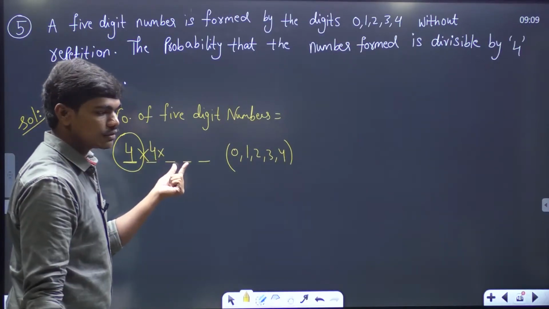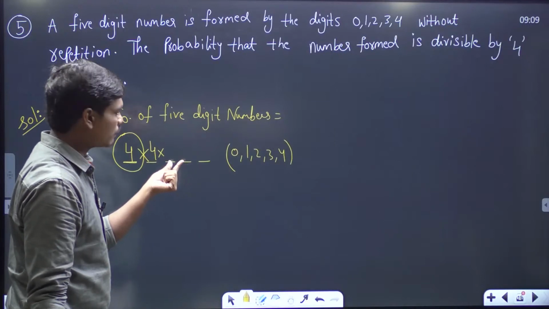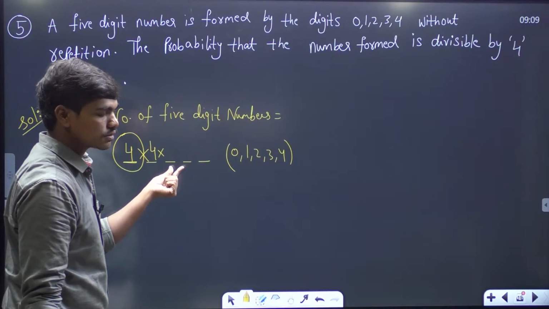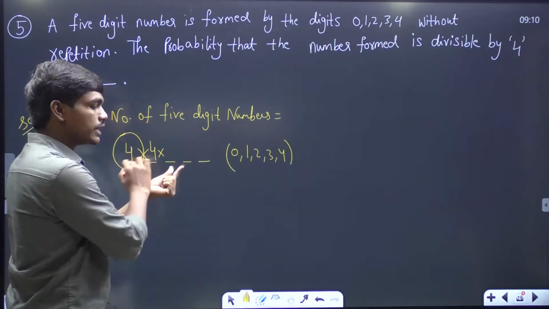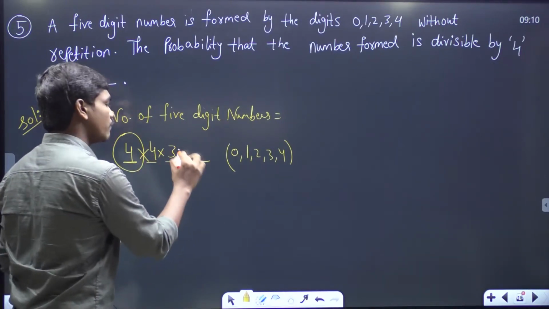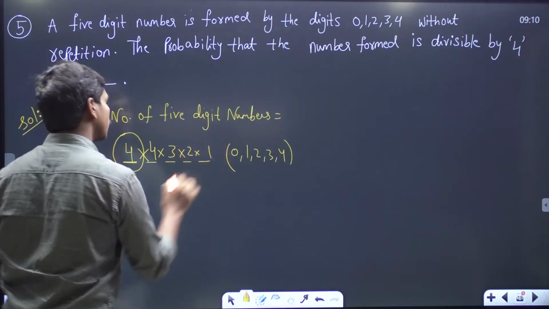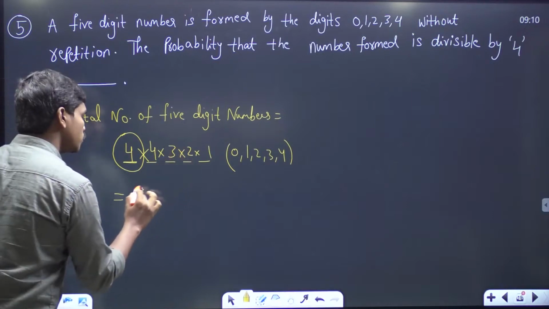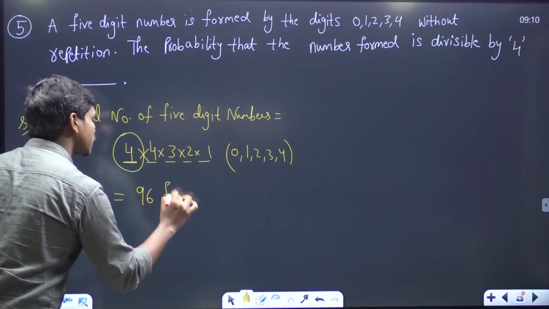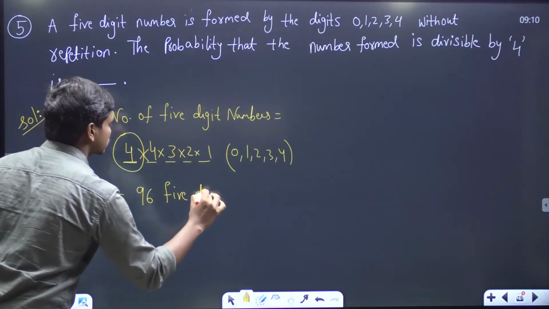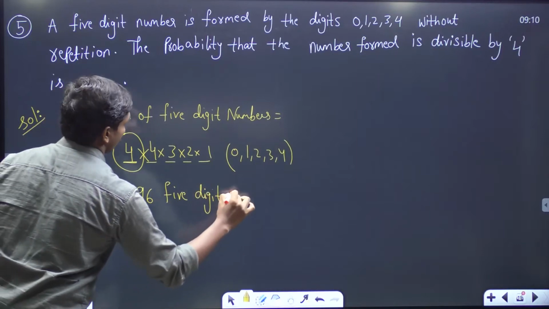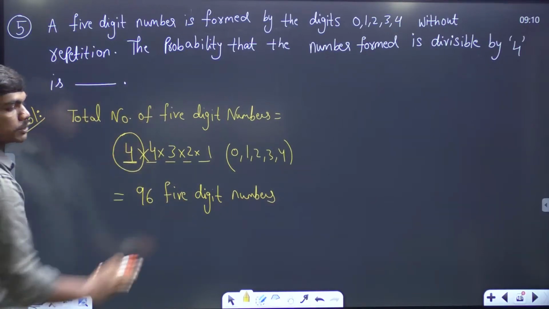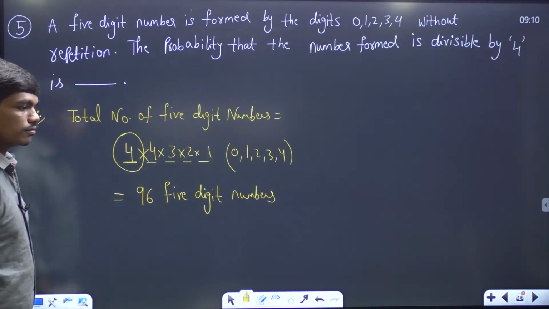For filling the third place, if I fill 2 digits here, I will have 3 more digits left. Similarly 2 for the next and 1 for the last, which means 4 fours are 16, 16 into 3 is 48, 48 into 2 is 96 5-digit numbers I can form using these digits. So the total number of 5-digit numbers you can form is 96.